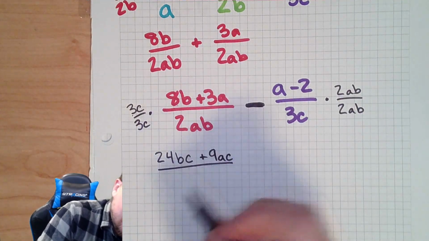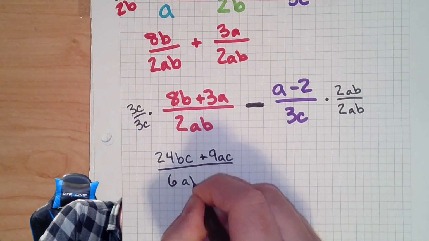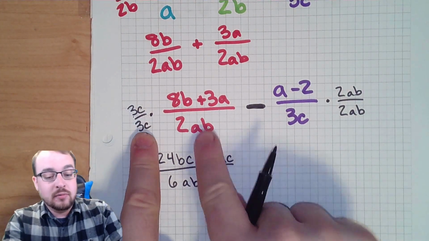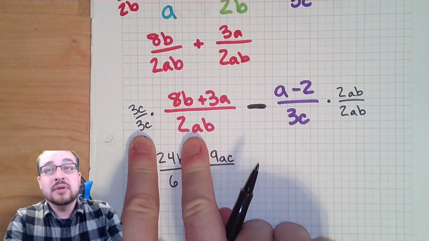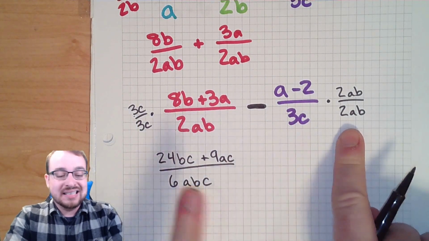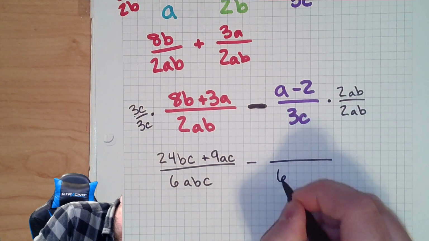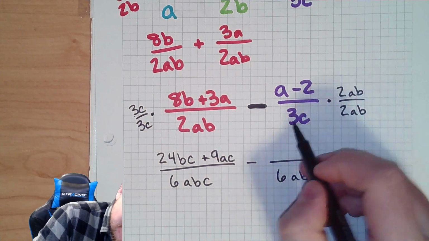And then in the bottom, I'm going to get 6ab, and then times c. So it looks like our common denominator when we get these, because 3c times 2ab is the same thing here, right? We're going to get 6ab for both of these. So minus, in the bottom, I'm just going to write 6abc really quickly because that's exactly what we'll get.